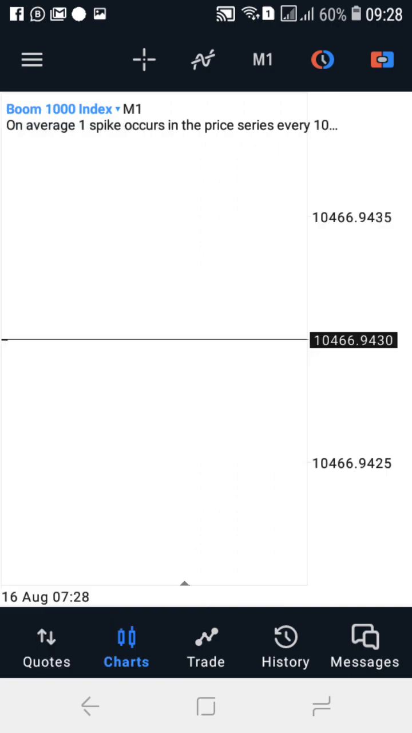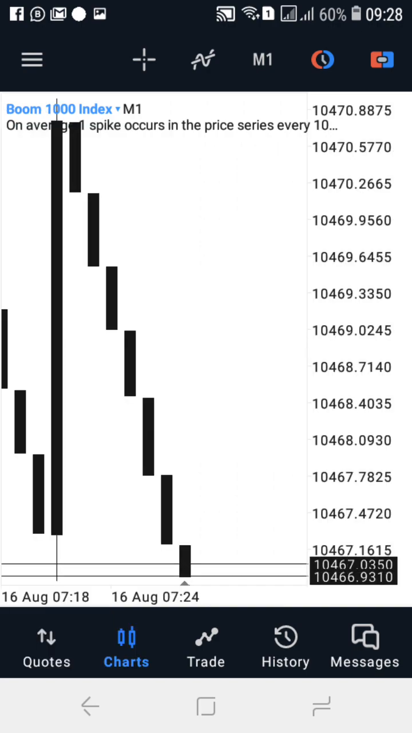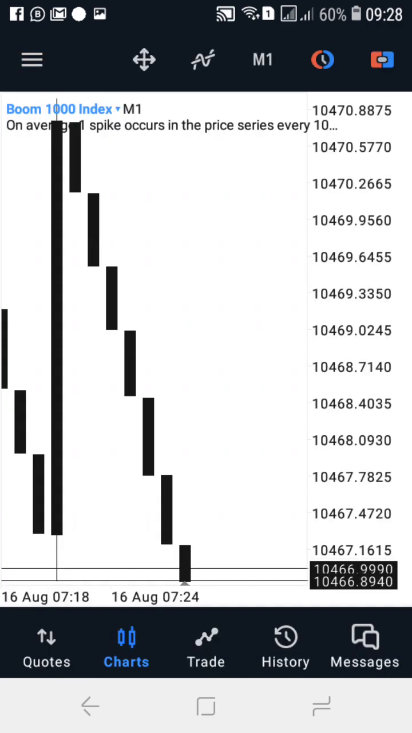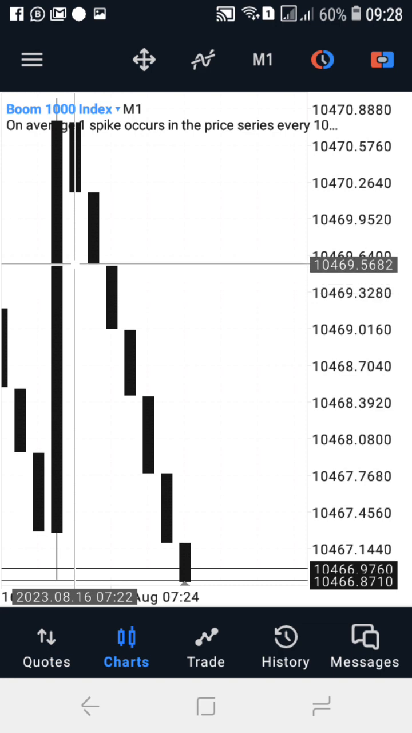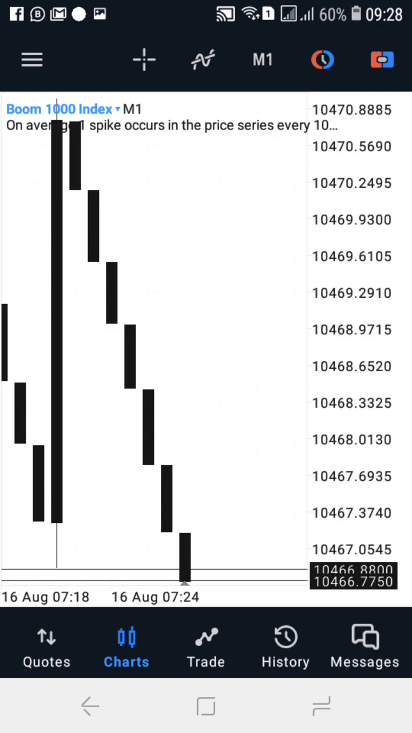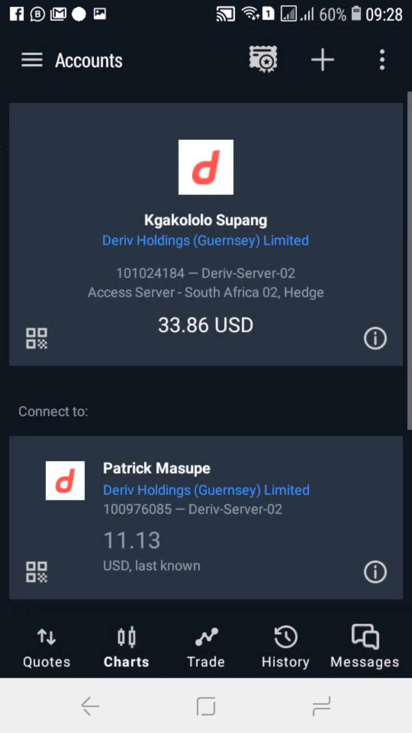Now let's go to Boom 1000. How they look, they look a little bigger. 0.5 looks big to people, but the reality is that it is smaller than Crash 300.